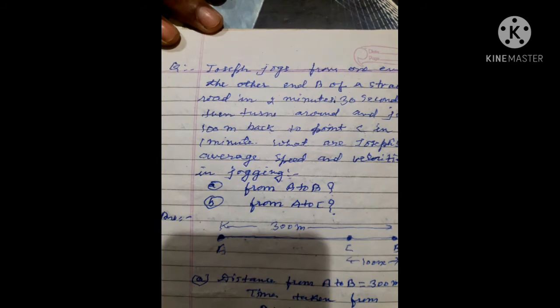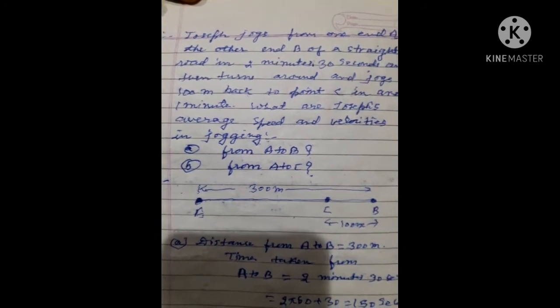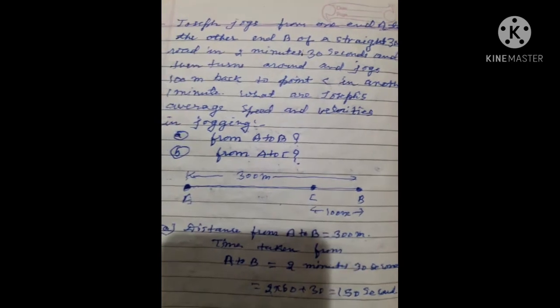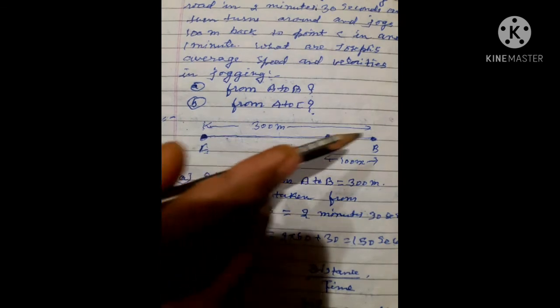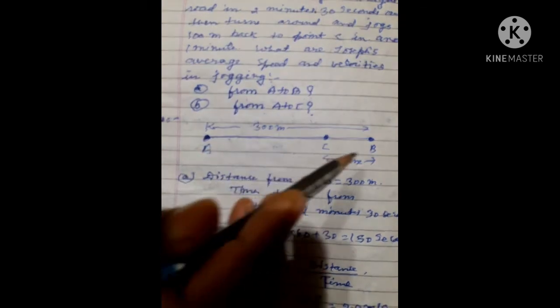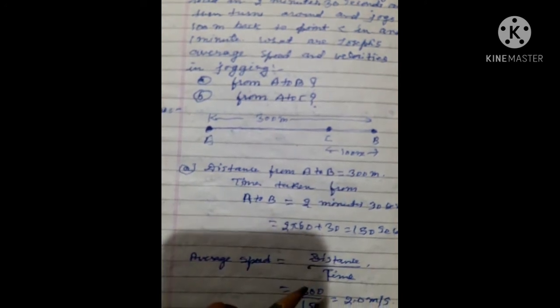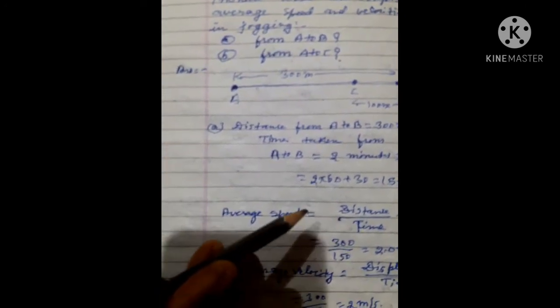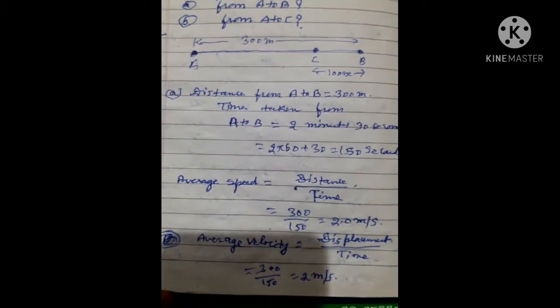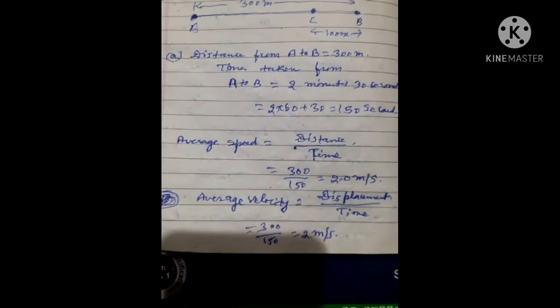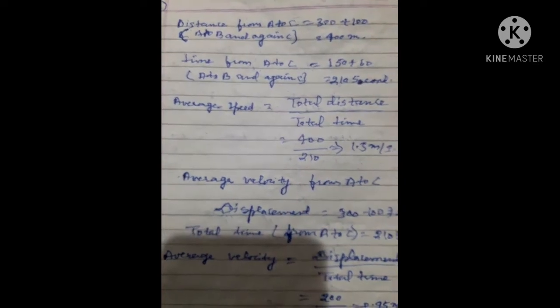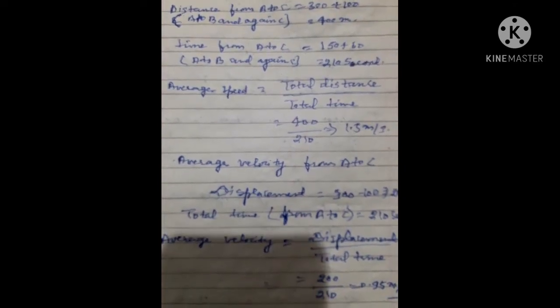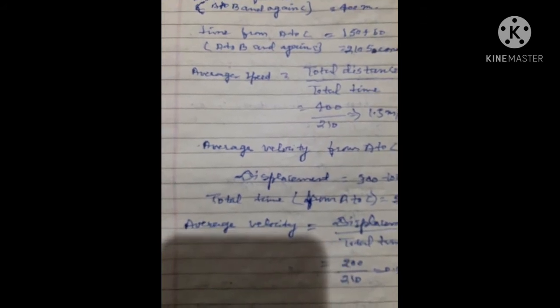Here Joseph jogs, first of all from A to B that is 300 meter, and B to C that is 100 meter. You should see this thing. Now find the distance from A to C.